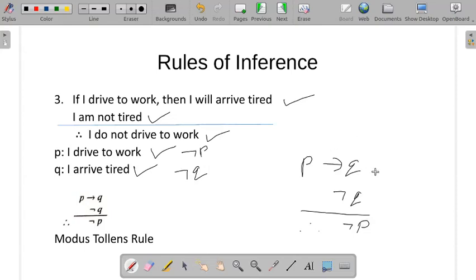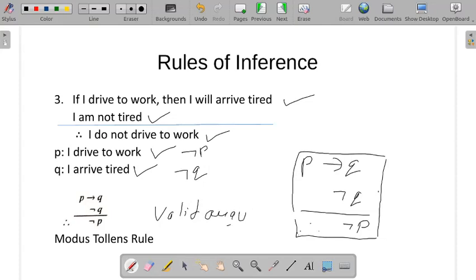Again, observe what kind of rule we can apply. According to the modus tollens rule, P conditional Q and negation Q gives negation P. So we have exactly the same kind of argument. According to the modus tollens rule, this is a valid argument.